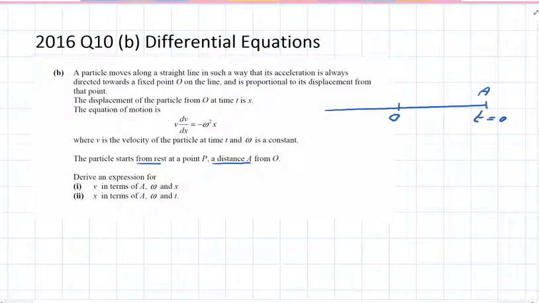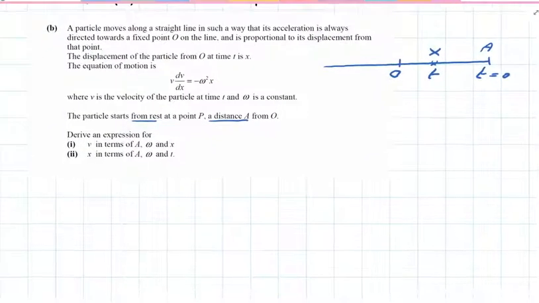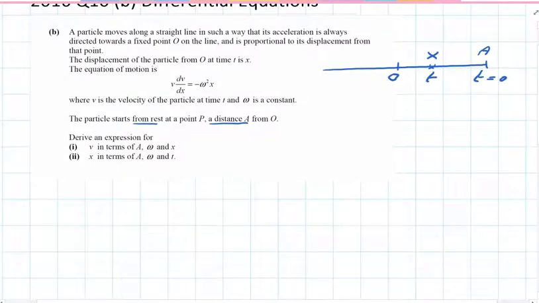It turns out that this equation describes a motion known as simple harmonic motion, but we're not concerned with the details of that for now. We just want to solve the equation. At any point x along the journey, or any displacement x, the time is t. So time t is when your displacement is x, your displacement from the fixed point O. Now we can get started solving the equation. That's part I of the question, to find v.